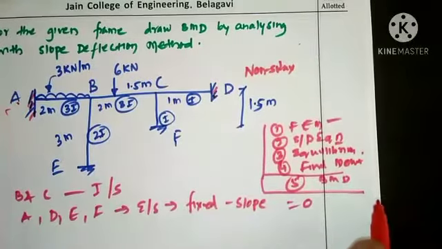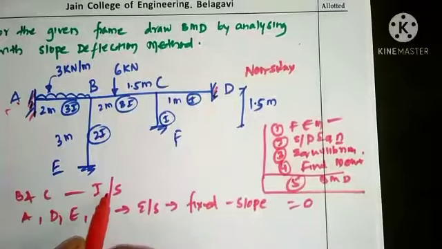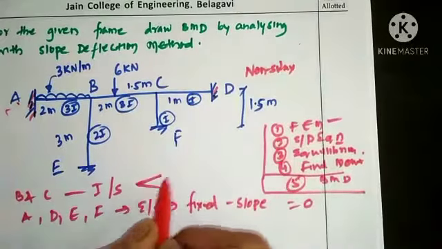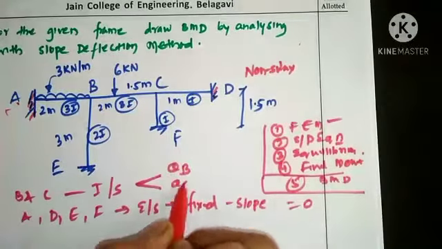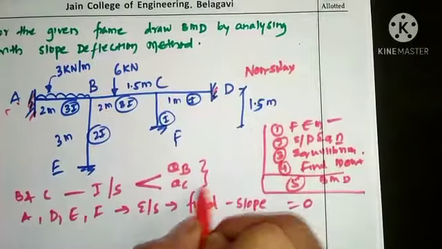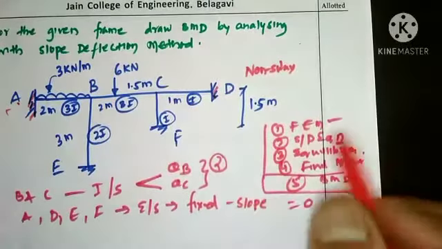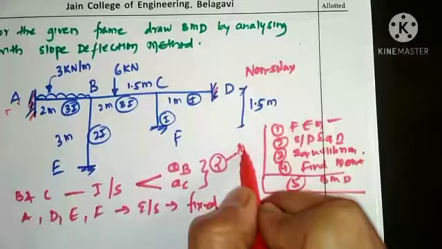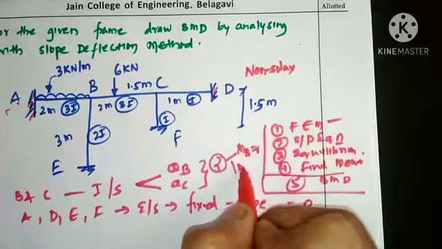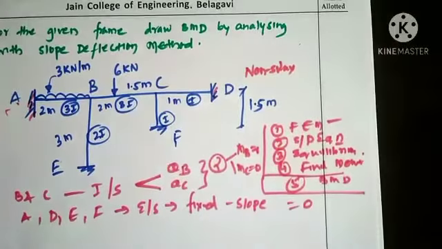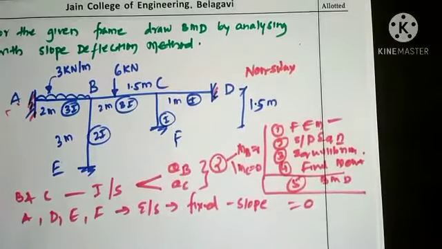So we need to find the slope at points B and C, which are the intermediate supports. So theta B and theta C need to be calculated. To find theta B and theta C, we require two equilibrium equations, and those two equilibrium equations will be MB equal to 0 and MC equal to 0. So these are the steps that we are going to adopt.